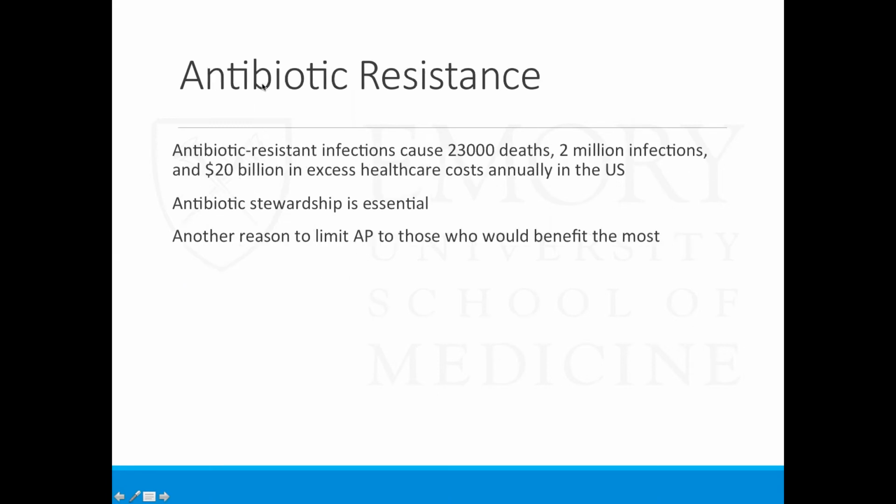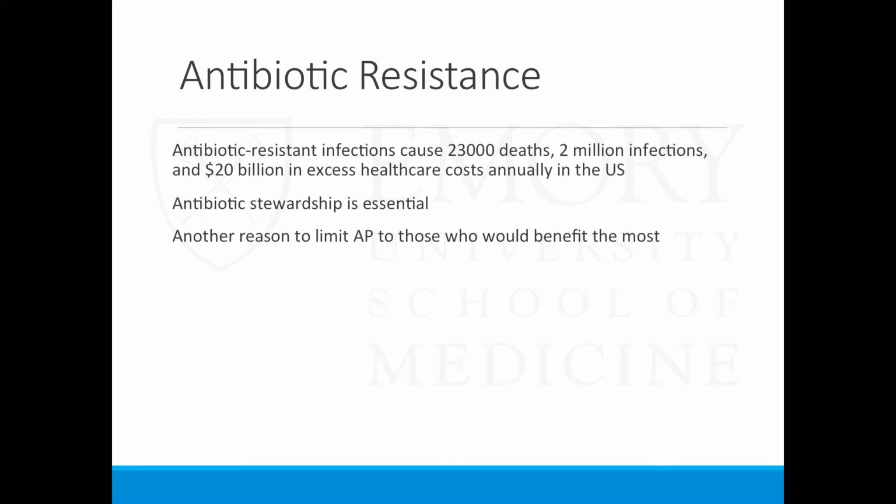Antibiotic resistance is another important consideration to limit the use of antibiotics that helped form these guidelines as well. As we all know, antibiotic resistance is a big issue that we deal with almost every day in the hospital. The CDC reported that it was responsible for, recently, about 5 years ago, 23,000 deaths, 2 million infections, and roughly 2 billion in excess healthcare costs annually in the U.S. We need to be good.